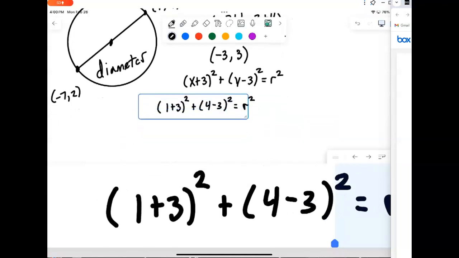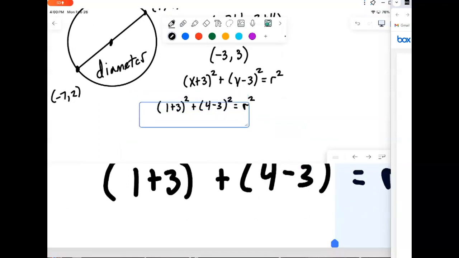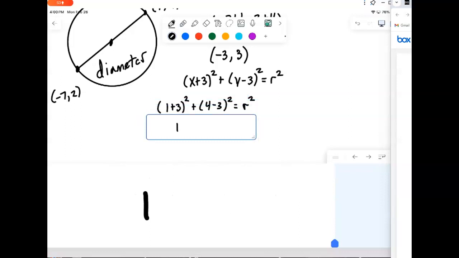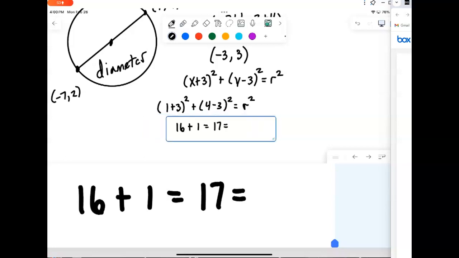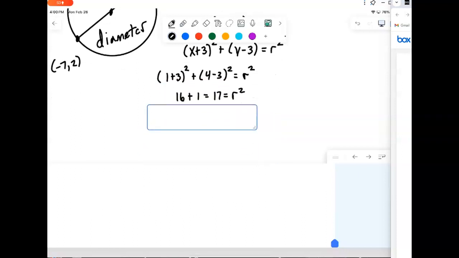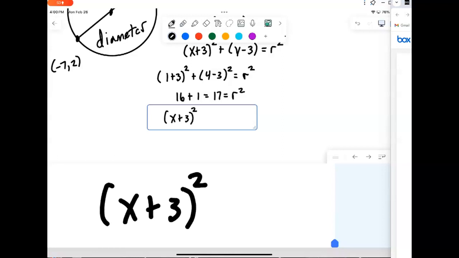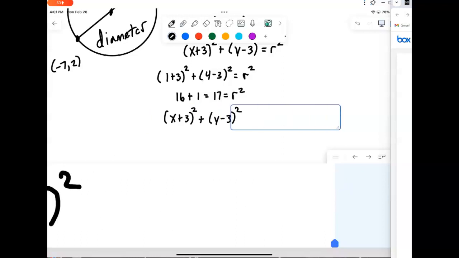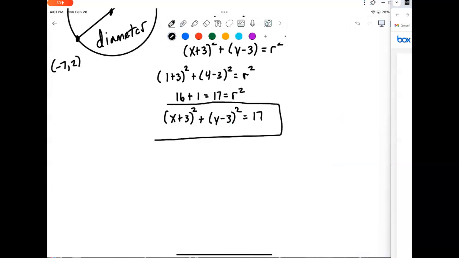And then I simplify. 1 plus 3 is 4. 4 squared is 16. 4 minus 3 is 1. 1 squared is 1. 16 plus 1 is 17, equals r squared. And so now we know that our formula for the equation of a circle is (x + 3) squared plus (y - 3) squared equals 17. So now we have the equation of our circle.